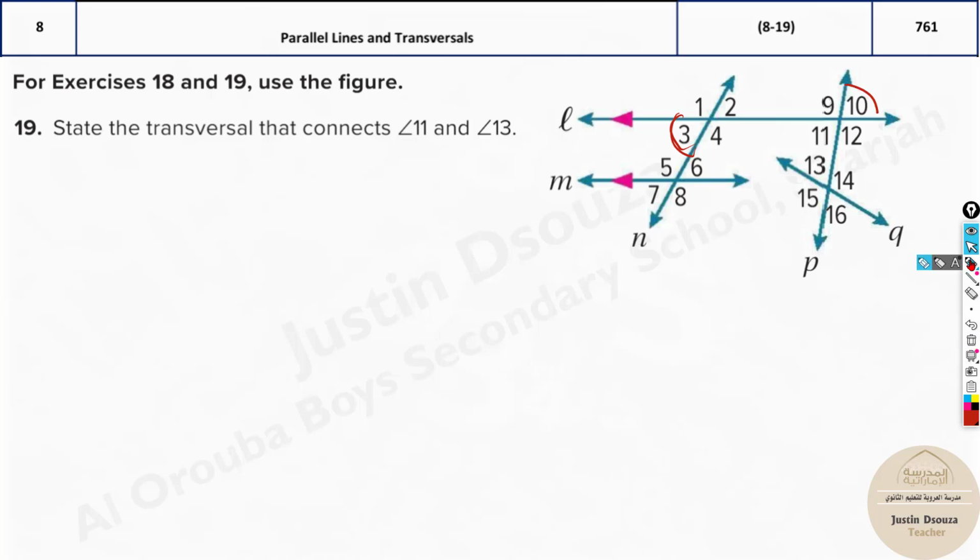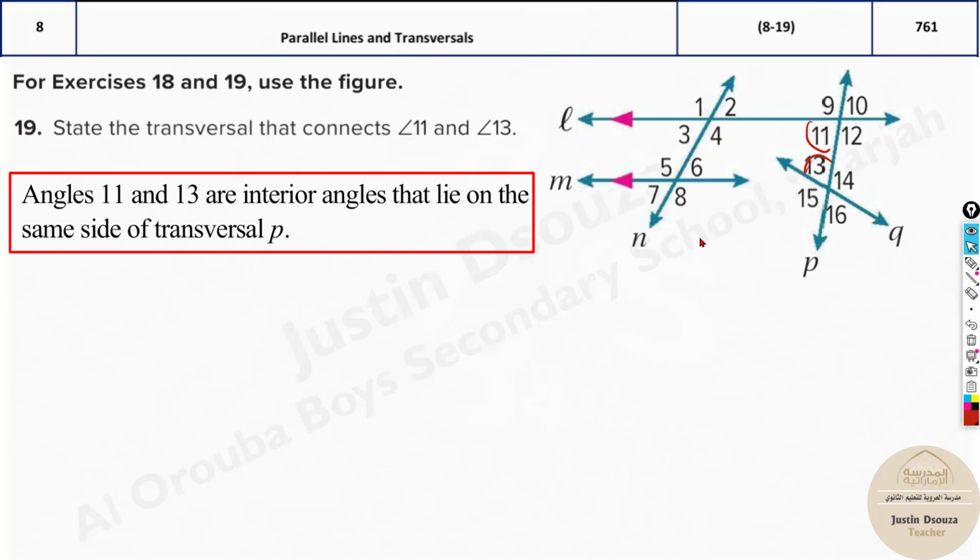11 and 13, what about this one? 11 is over here and 13 is over here. They're consecutive to each other, right? They're consecutive but interior because they're inside. The transversal is line P. Interior angles lie on the same side. But they have not asked the type of angle, they have just asked what the transversal is. The transversal is line P, the line which cuts both the lines where the angle touches. Lines L and Q are cut by line P.